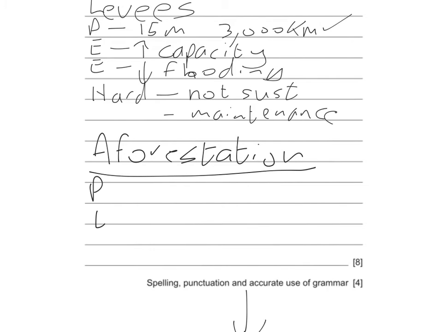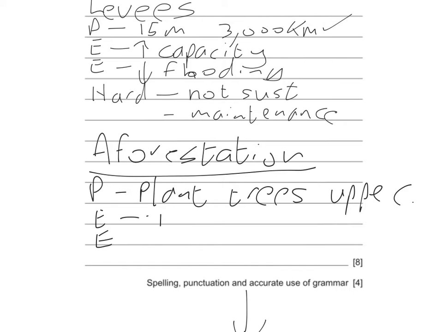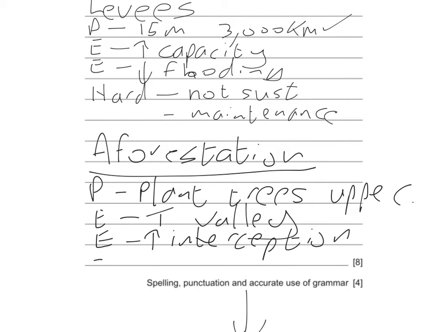So again, point, explain, expand. Afforestation is the planting of trees, and we will talk about the planting of the trees in the upper course. You will then mention that this occurs in the Tennessee Valley, and remember that the planting of trees increases the rate of interception, slows down surface runoff, and reduces the chance of flooding. This is a soft engineering strategy, so it can be considered sustainable. However, it can take up to 20 years before it is fully effective.